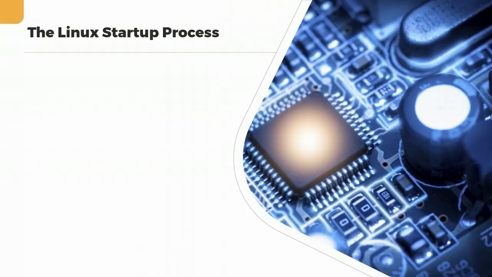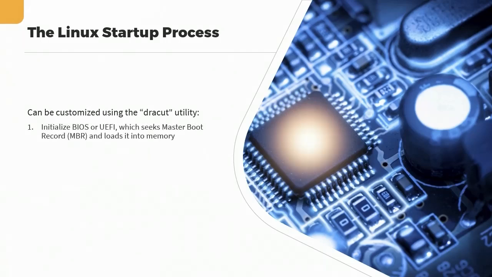Now, if you want to customize the Linux startup process in any way, you can do this using the Dracut utility, D-R-A-C-U-T. But let's go through the standard Linux startup process. Number 1, depending on the machine, either the BIOS or the UEFI is initialized, that's at the hardware level, which then seeks the master boot record or the MBR and loads it into memory. When you install Linux on a machine, it installs code into the master boot record to initiate the startup of the Linux OS.